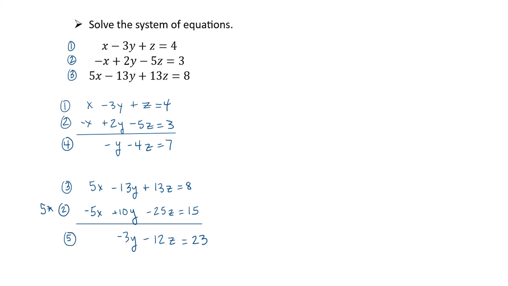Now I want to use equations 4 and 5 against each other to be able to eliminate another variable. I'm going to keep equation 5 the way that it is. Negative 3y minus 12z equals 23, because that way I can multiply equation 4 just by negative 3, and that will give me an opposite coefficient on the y. So negative 3y, a positive 12z, and a negative 21.